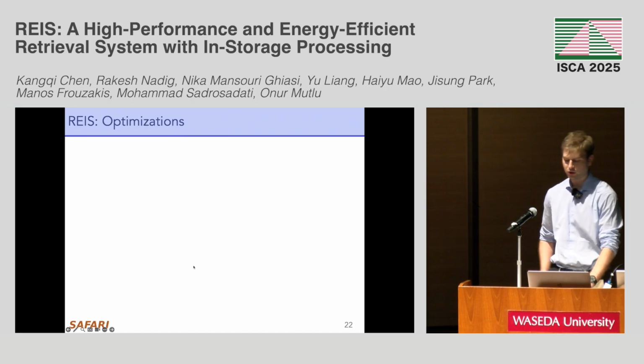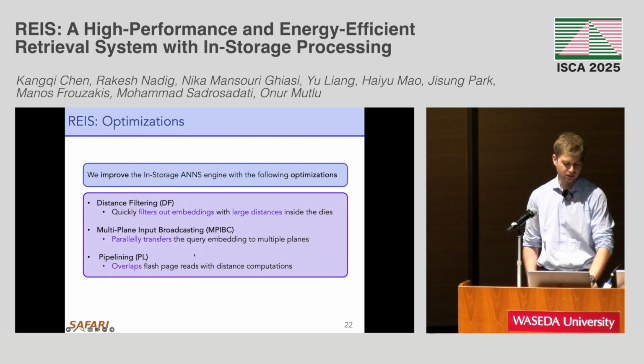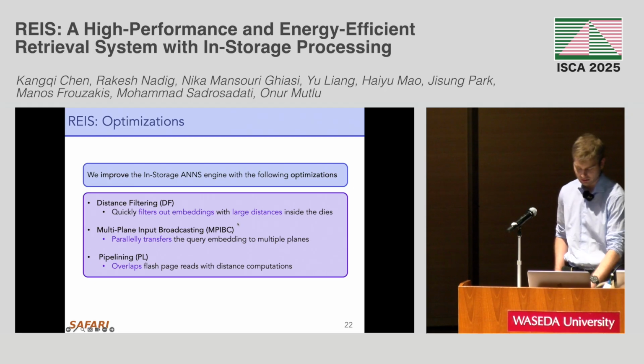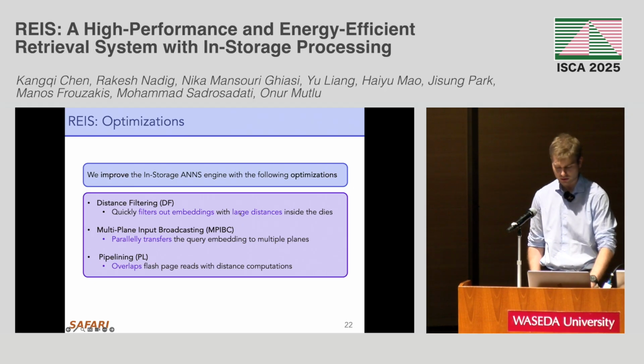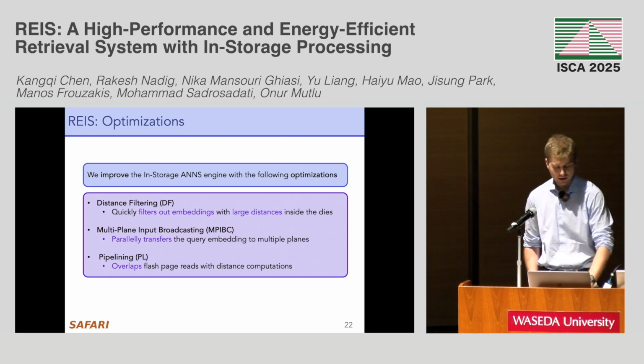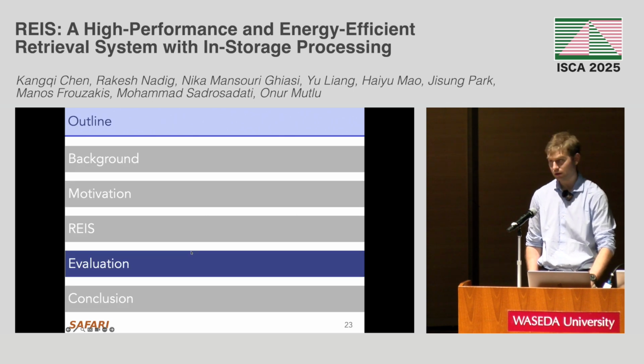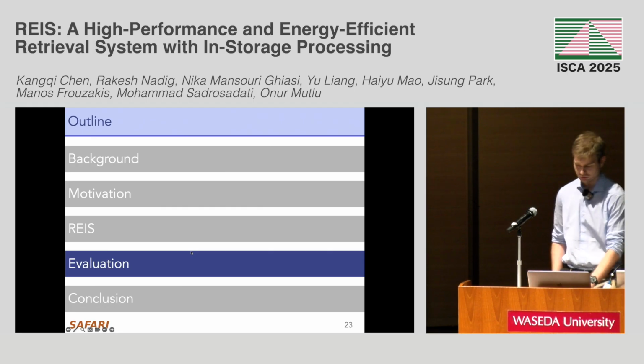We further improve on our design by proposing the following three optimizations. One is distance filtering, which quickly filters out embeddings with large distances inside the flash dies. Another one is multiplane input broadcasting, or MPIBC, which transfers the query embeddings in parallel to multiple planes at the same time. And another one is pipelining, which overlaps multiple flash page reads with distance computations, further eliminating any latency. I will now move on to the evaluation section.